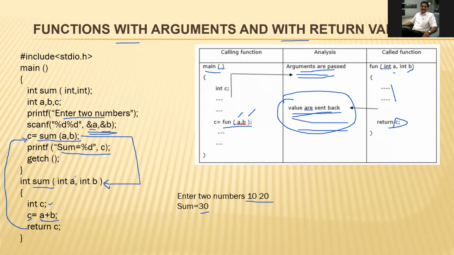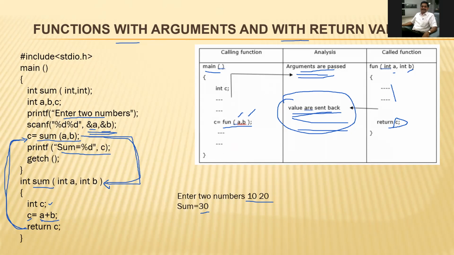So this is the exact difference. What can we call this category? Functions with arguments and with return values. We are passing the arguments and we are returning the values. See here, the A and B values are passed here, and the value of C is also passed back. So there is a two-way data communication between these two functions.